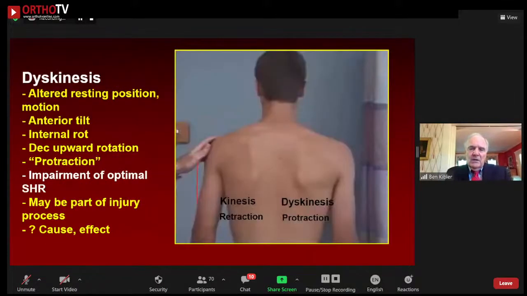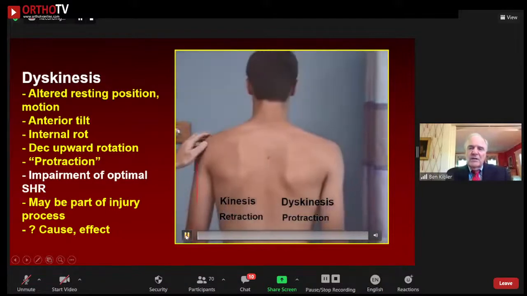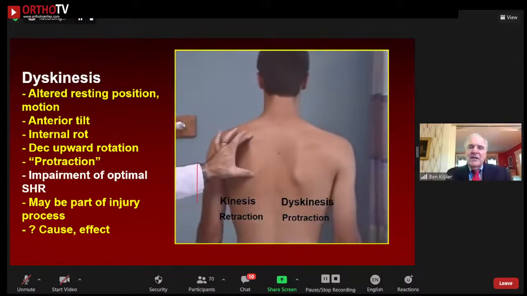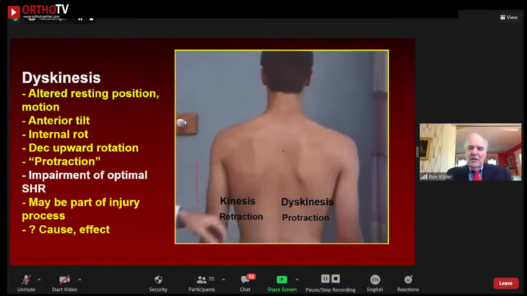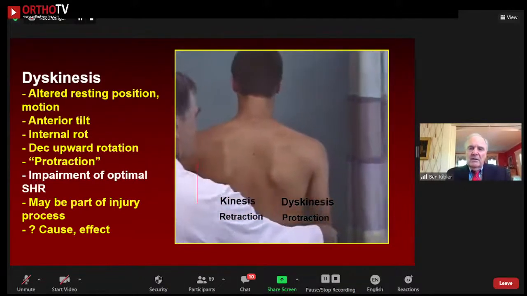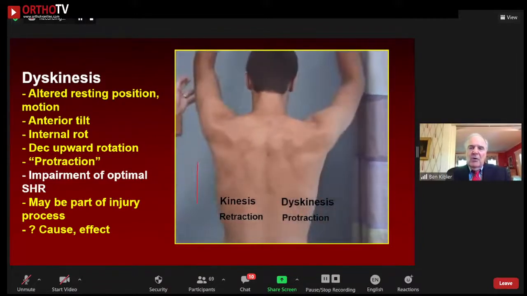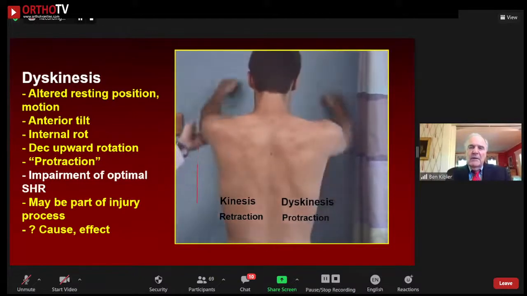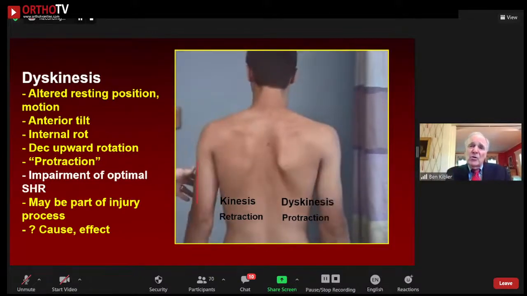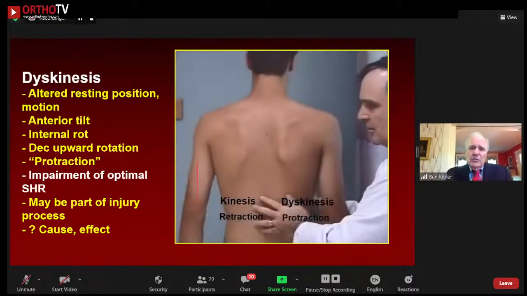This is a good example of this. This is a patient who you can see that on the left side, the scapula is of normal position, and the right side, you can see the resting position is altered. As they move the arm, you'll see the difference between kinesis and dyskinesis. You watch as the arm is elevated, and especially with the arm brought down, you see the protraction, the prominence of the inferior medial border, showing that you do not have control of that inferior medial border as you try to move the arm.